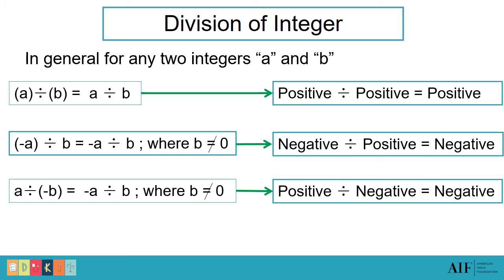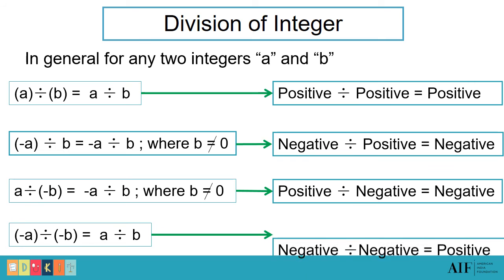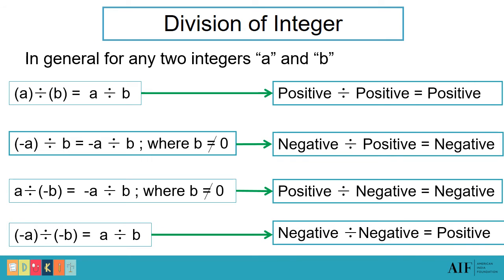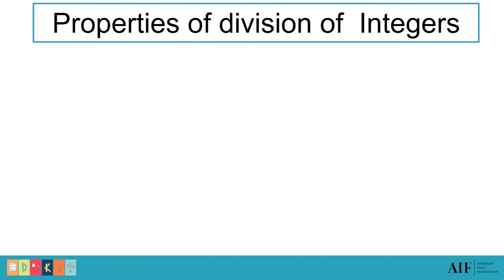Then positive divided by negative equals negative. Here both are negative, so the result will be positive. Negative divided by negative equals positive.